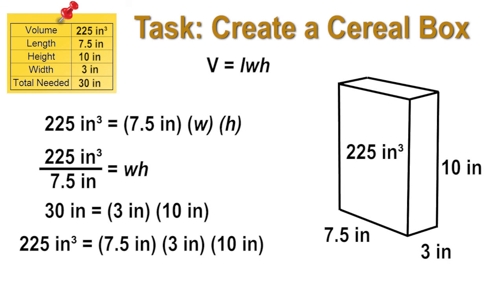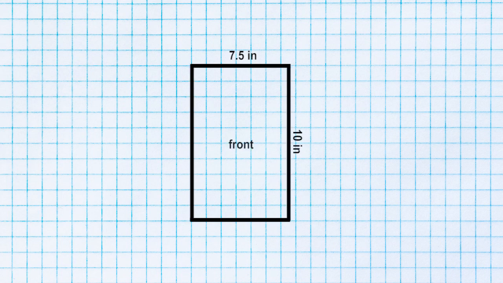Let's use the second set of dimensions to create the box of cereal. The next step is to draw a scaled net of the box on grid paper where each box represents 1 inch. Let's start by drawing the front of the box. The dimensions will be 7 1/2 inches across by 10 inches high. This will be 7 1/2 squares across and 10 squares up on the grid paper. The next face is the bottom of the box. The length is still 7 1/2 inches and the width is 3 inches. Draw down 3 squares and across 7 1/2 squares on the grid paper to make another rectangle.